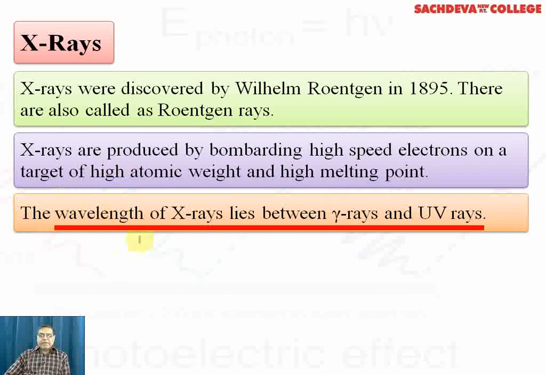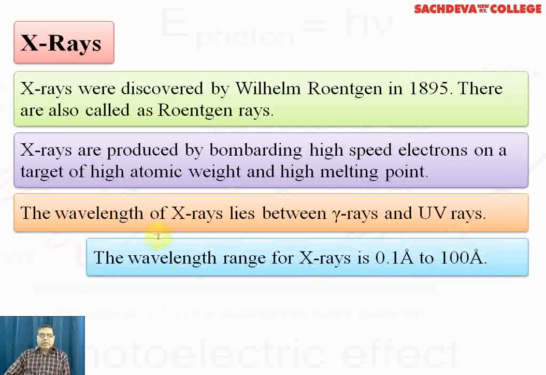The wavelength of X-rays lies between gamma rays and ultraviolet rays. Gamma rays have a wavelength of about 10 to the power minus 11 meters, whereas for ultraviolet rays, it is about 10 to the power minus 8 meters. So normally the wavelength of X-rays is found to be about 10 to the power minus 10 meters. The wavelength of X-rays is nearly 0.1 angstrom unit to about 100 angstrom units.